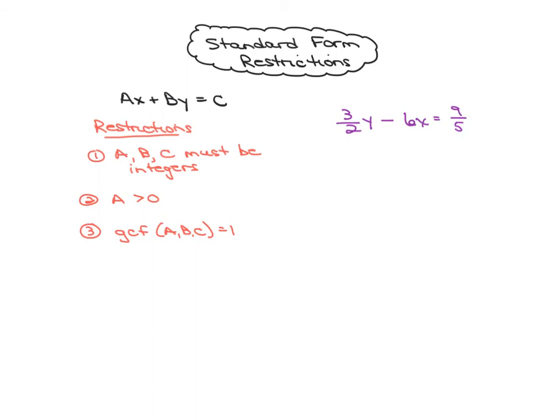All right, to handle all these restrictions, first I want to get the terms in the right order. So I'm going to have negative 6x. I want the x term first, plus 3/2 y is equal to 9/5. My a, b, and c are not integers. My least common multiple of 2 and 5 is 10. So I'm going to multiply both sides of the equation by 10.